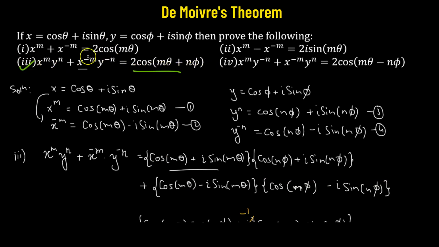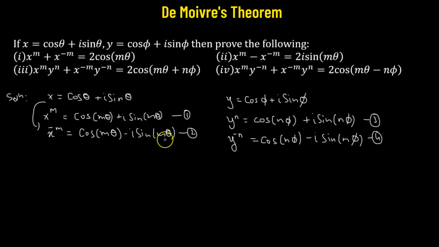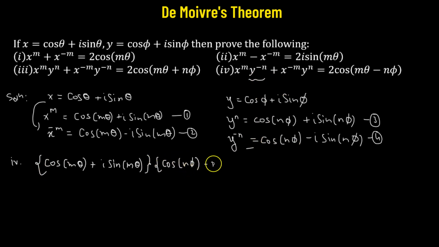So this is done. Now let's go to number 4. We will use the results obtained in part 3. So let's begin from the left hand side of part 4. So we have x raised to the power of m. So x raised to the power of m is cosine of m theta plus iota times sine of m theta. This whole thing gets multiplied by y raised to the power of -n, which is equation number 4. So this will be cosine of n times phi minus iota times sine of n times phi.